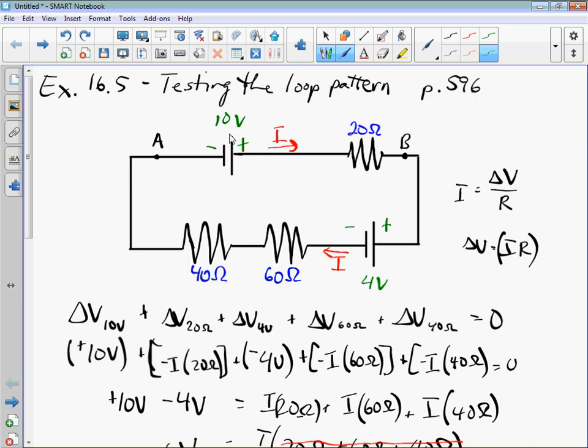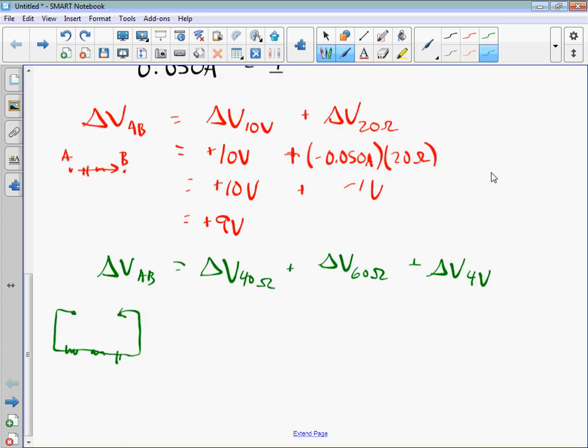Although we can do our math against the current, there's no reason we can't. So, since we're going against the current now, we no longer call this negative IR, we just call it positive IR. So, a positive 0.050 amps times 40 ohms plus a positive 0.050, oh, that's supposed to be a 5. Boy, I have never seen a 5 that looks like that. 60 ohms.